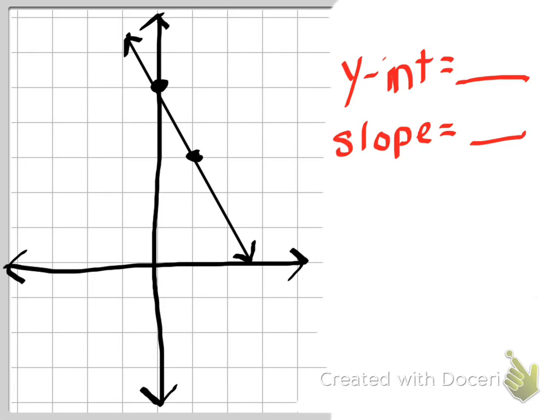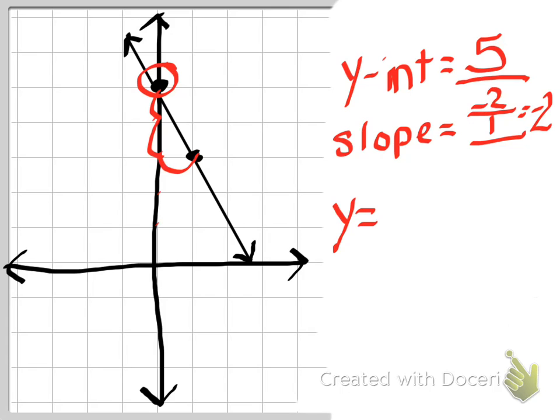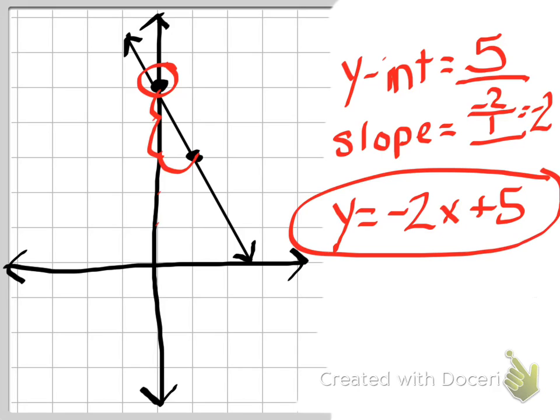Okay, so our y-intercept is 1, 2, 3, 4, 5, so positive 5, and our slope is negative 2 over positive 1, which simplifies to negative 2. So we get y equals negative 2x plus 5 as our final answer.